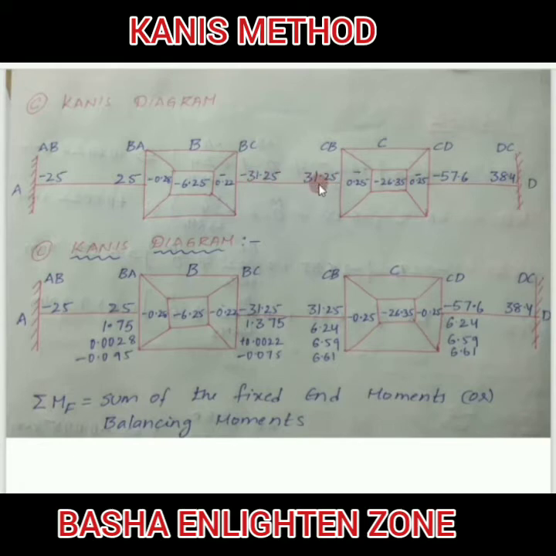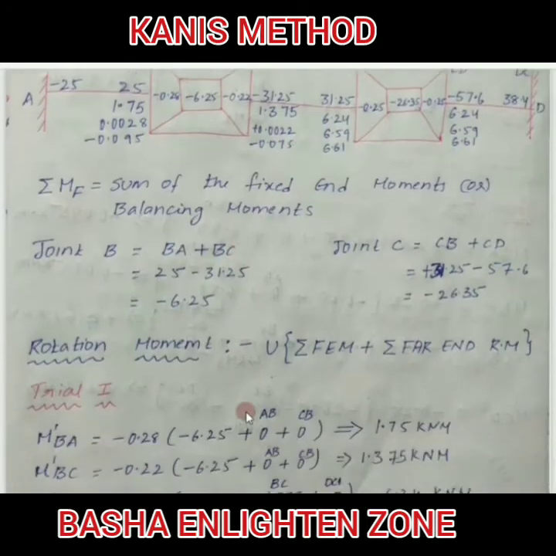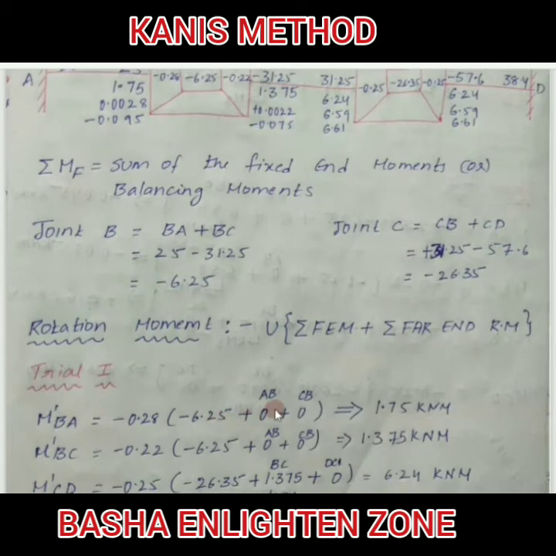But here in the formula, what they are asking is the sum of the far end rotation moments. While calculating BA, you have to observe that AB rotation moment was 0, and CB rotation moment, in the first step there will be no rotation moment for CB, that is also 0 here. So then take down here directly minus 6.25 plus AB there will be 0 and CB also 0. Then after simplifying in your calculator, you will get 1.75. The moment will be in kilonewton meter.